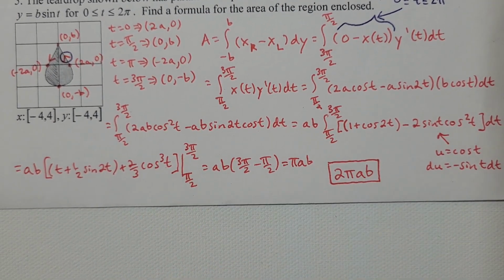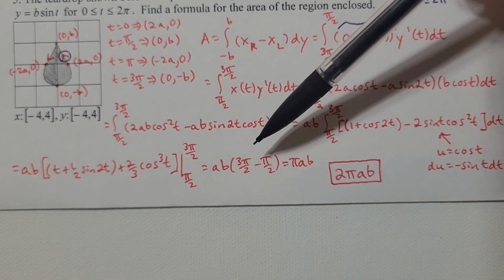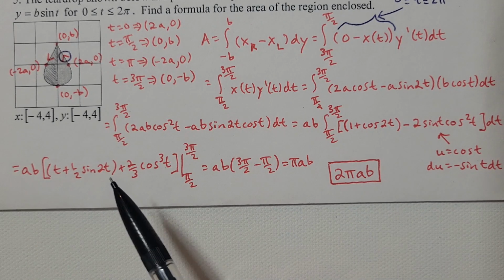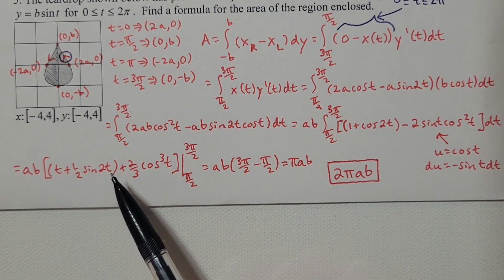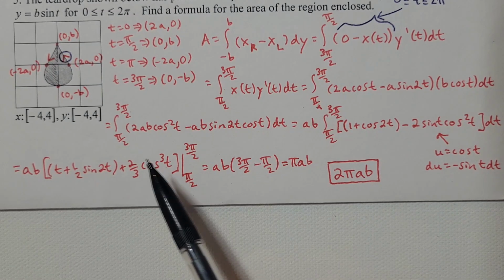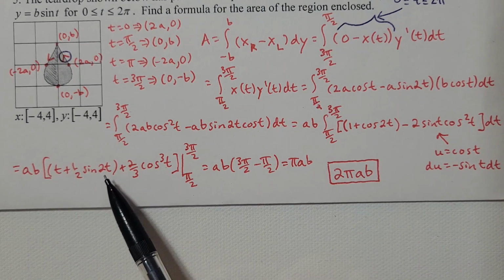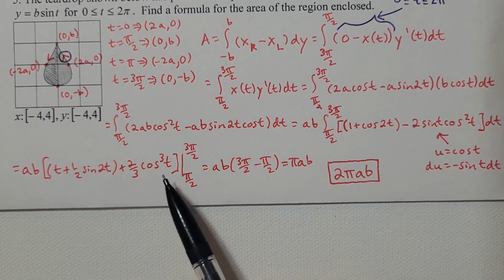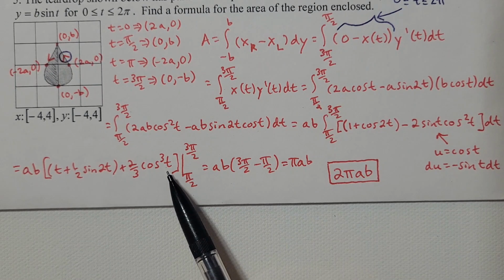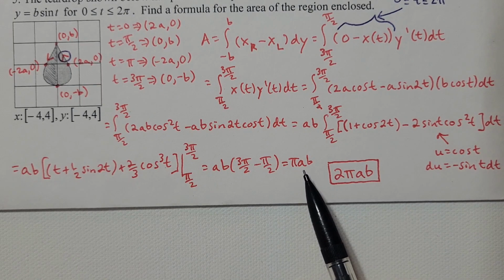When I plug in the bounds, then I get 3 pi over 2, and then sine of 3 pi is 0. Cosine 3 pi over 2, that's 0. Okay, plug in pi over 2 next, so I'll be subtracting pi over 2. Sine of pi, that's 0. Cosine of 2 pi over 2, it's cosine of pi over 2, that's 0. Okay, and so I end up getting pi times a times b.